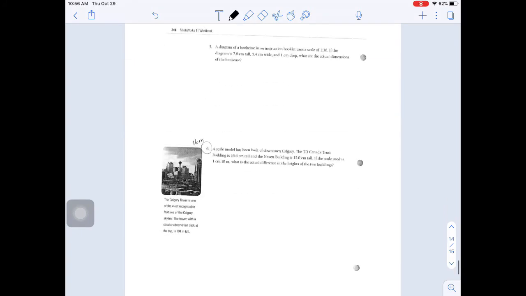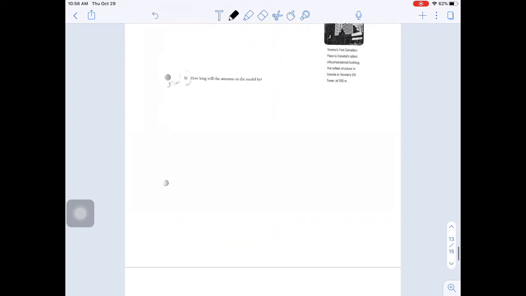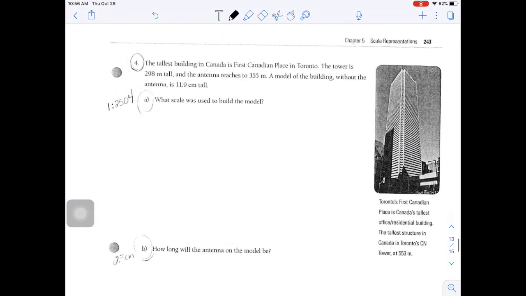And let's do number 4 and 6, and then we're good to go. So number 4 here, the tallest building in Canada is First Canadian Place in Toronto. The tower is 298 meters tall, and the antenna reaches to 355 meters. A model of the building without the antenna is 11.9 centimeters tall. What scale was used to model?